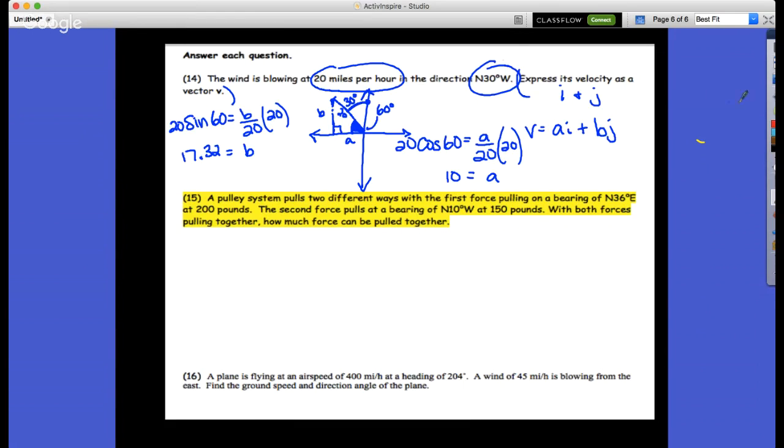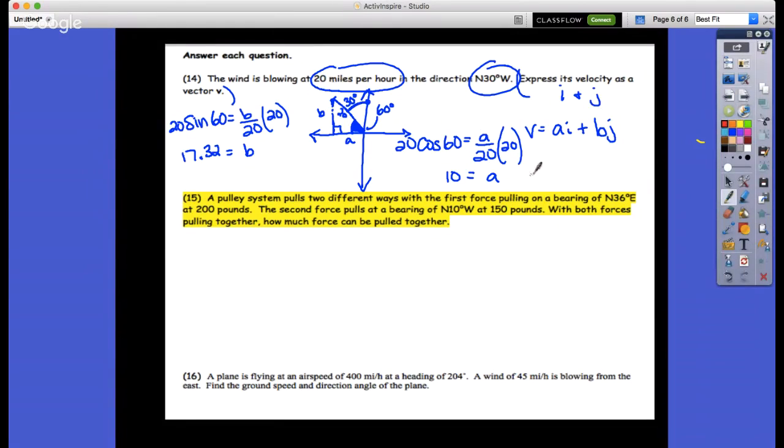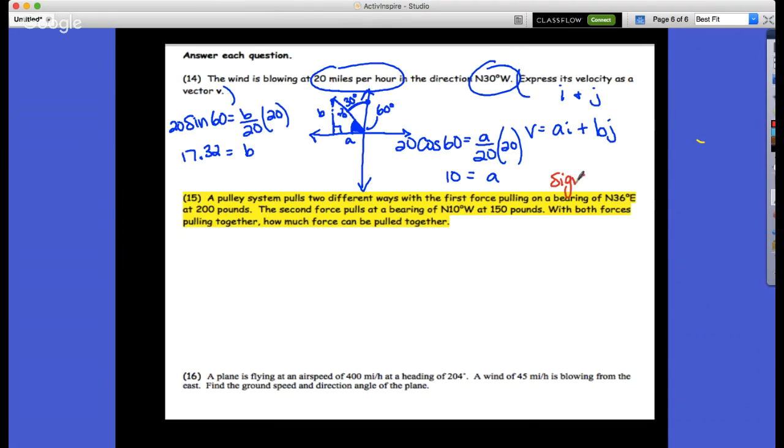So one thing to remember is what type of signs, like is it positive or negative? That's important. If I go to the left-hand side, this is going to be a negative A. Because I go up, that's going to be positive B. So I'm going to say negative 10 I plus 17.32 J, and that's what vector V is equal to. I'll leave it just like that.